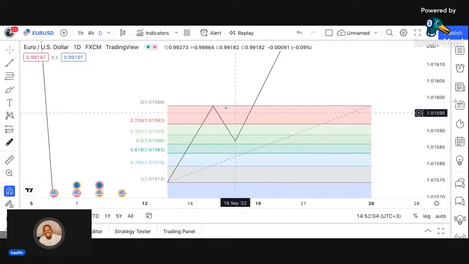So guys, this is how we use a Fibonacci retracement on an uptrend. I hope you have understood. Let me also show you how we use the Fibonacci retracement on a downtrend.